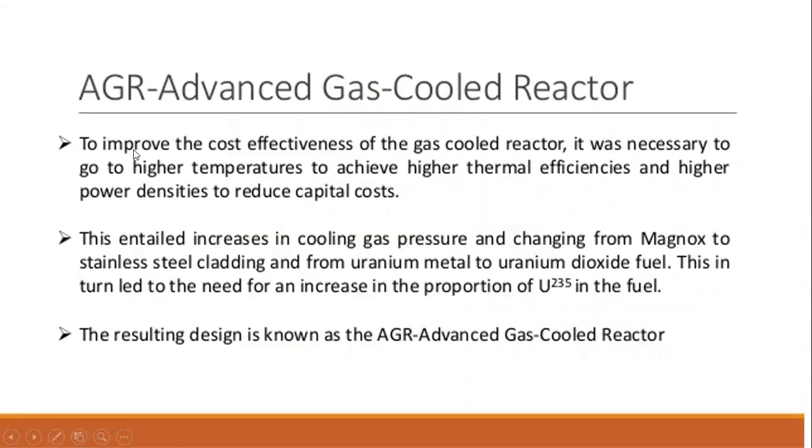To improve the cost effectiveness of gas cooled reactors, it is necessary to go to higher temperatures, to achieve high thermal efficiencies and higher power densities and reduce the capital costs. By using these gas cooled reactors, we reduce the capital cost of the equipment. This entails increases in the cooling gas pressures and changing from Magnox to stainless steel, with uranium as the material for the fuels.